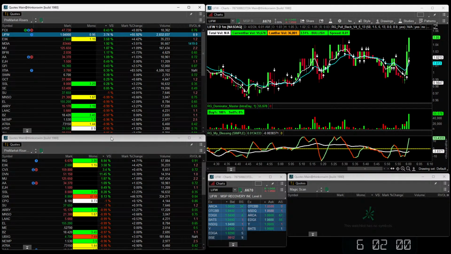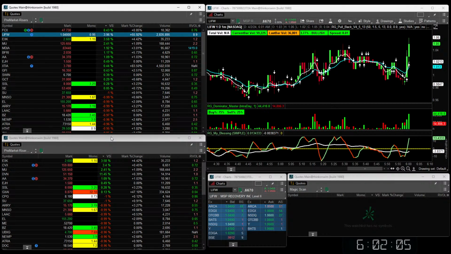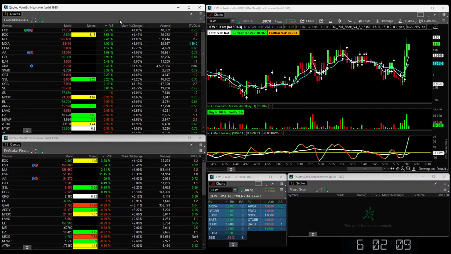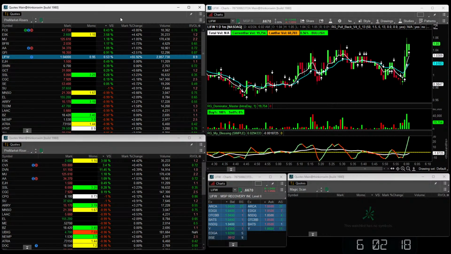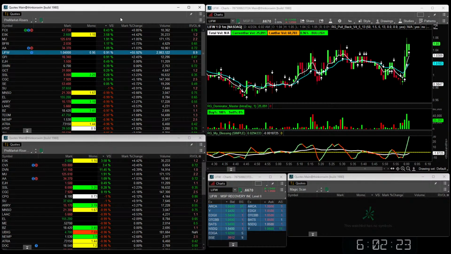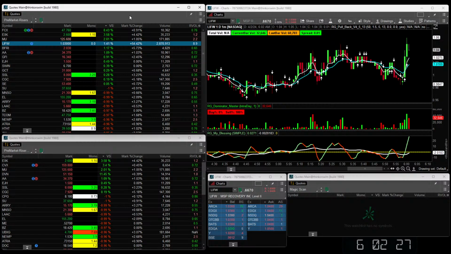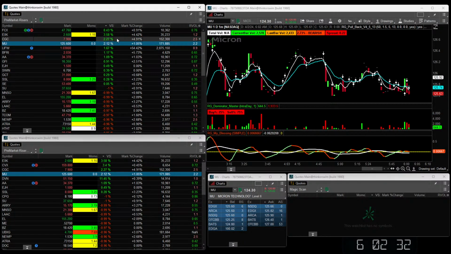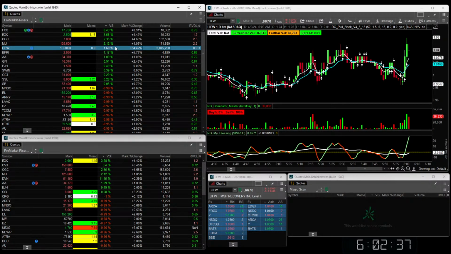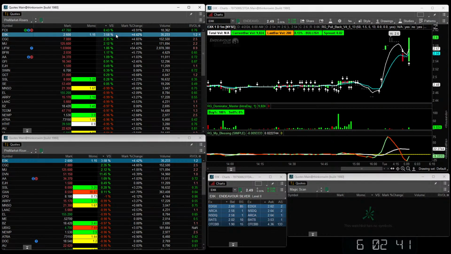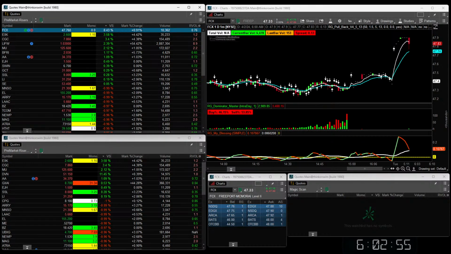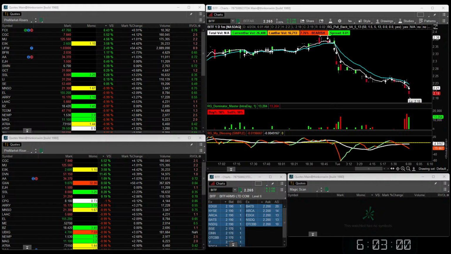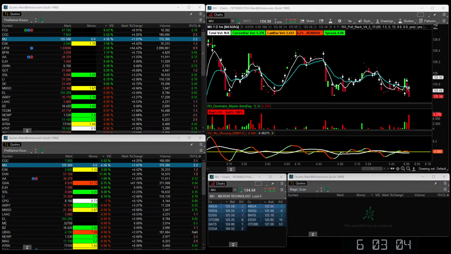Nothing moving yet. Hopefully it won't be as slow as from 4 a.m. to 6 a.m. Hardly anything moved. I'm running through the watch list here just to see if I can spot something.